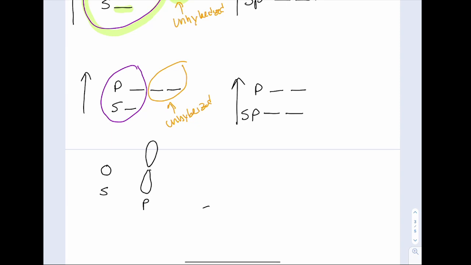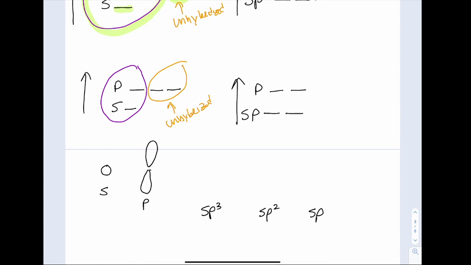So if I look at sp3 compared to sp2 compared to sp, as I go from sp3 to sp2 to sp, it has more s character. sp3 is only 1/4 s character. sp2 is 1/3 s character. sp is 50% s character, meaning it's 50% sphere. So it gets a little shorter and a little more mismatched as far as the lobes go.